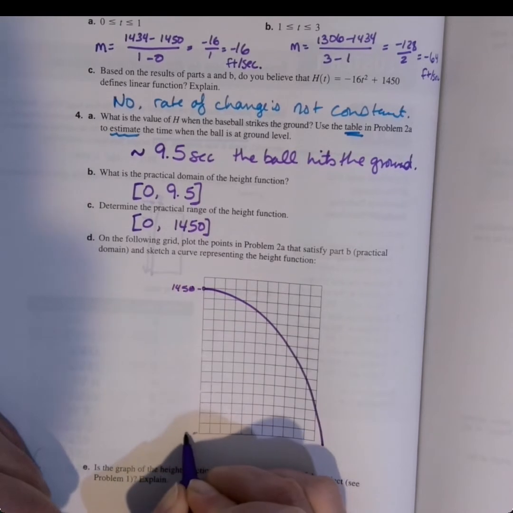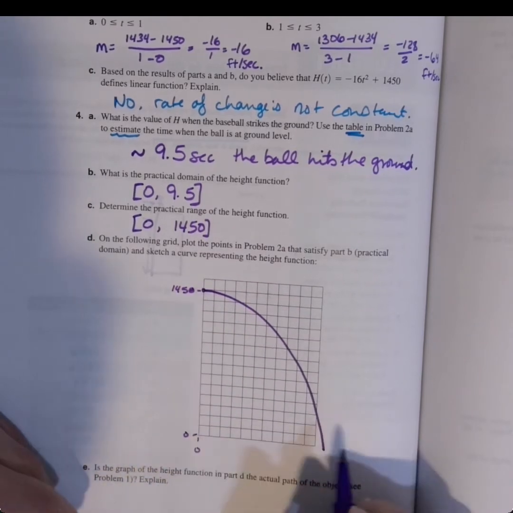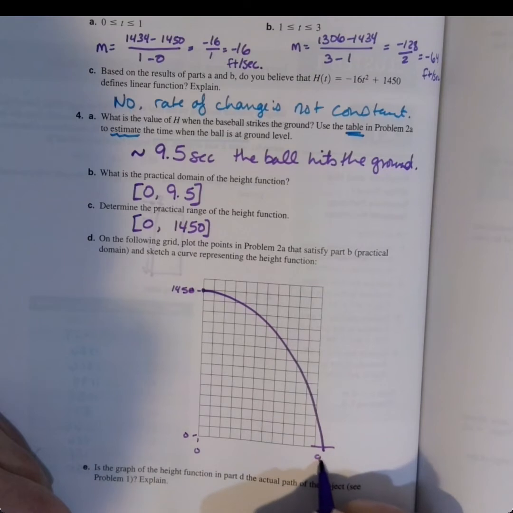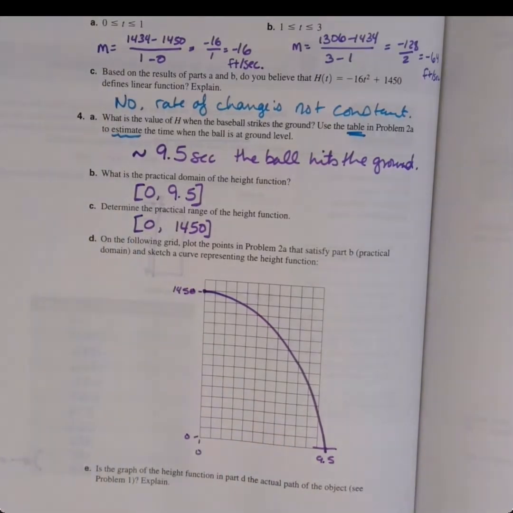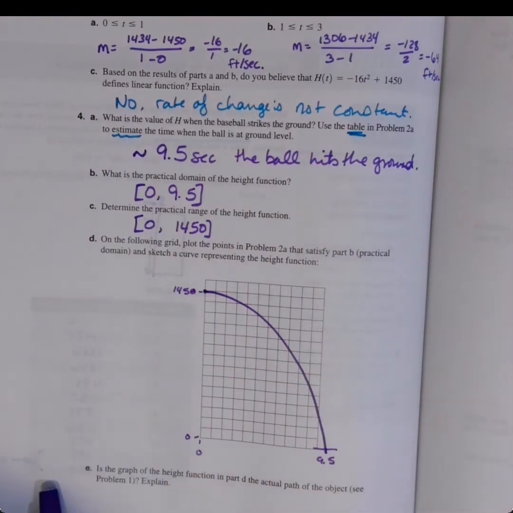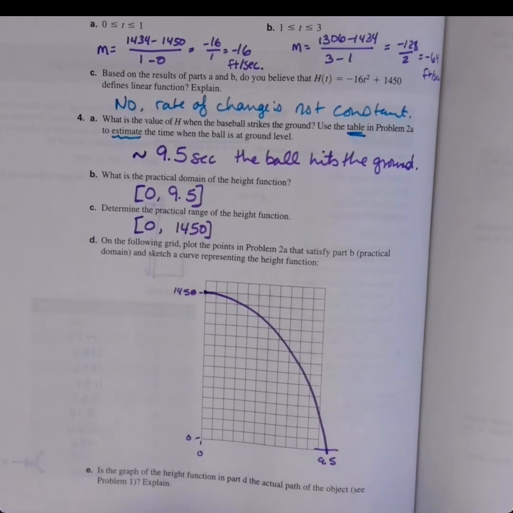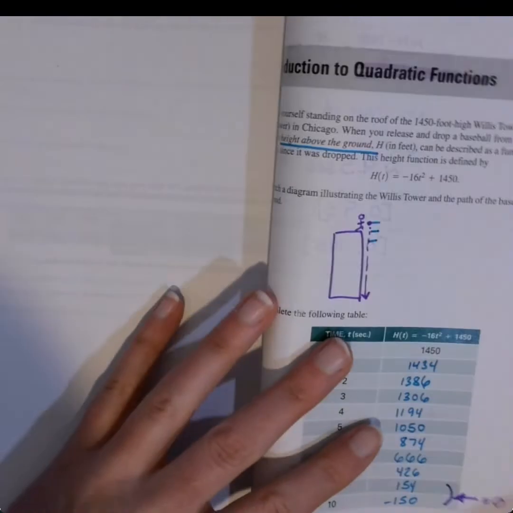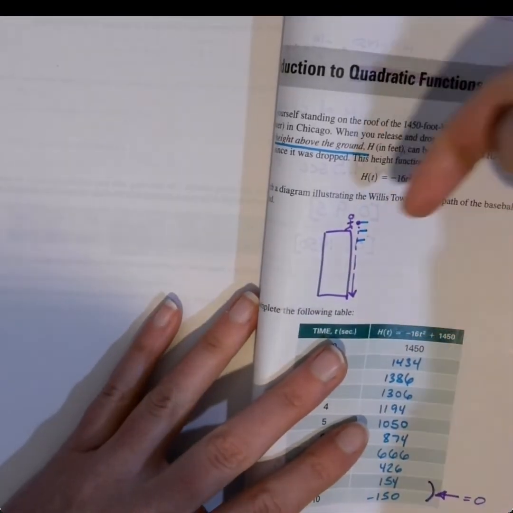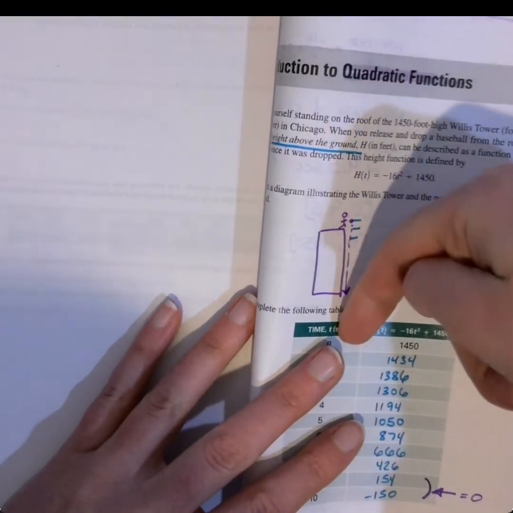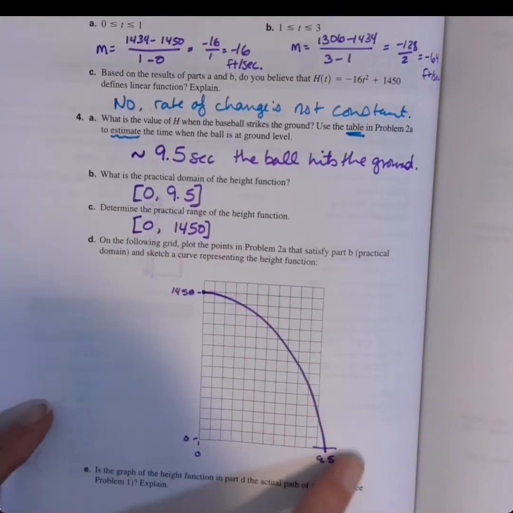This height right here is 0. This input right here is 0. And this input right over here would be 9.5. Again, rough scale representing the path of this ball. So is the graph of the height function the actual path of the object? That's where we compare to the graph that we drew over here. This ball falls straight down. So this is not the actual path of the object.